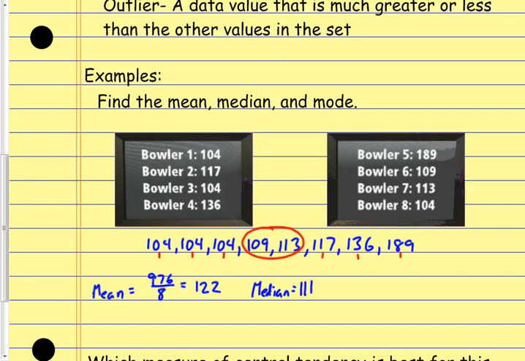And then the mode is just the one that occurs most often. Since the data values are already written in order, that's a little bit easier to see now.